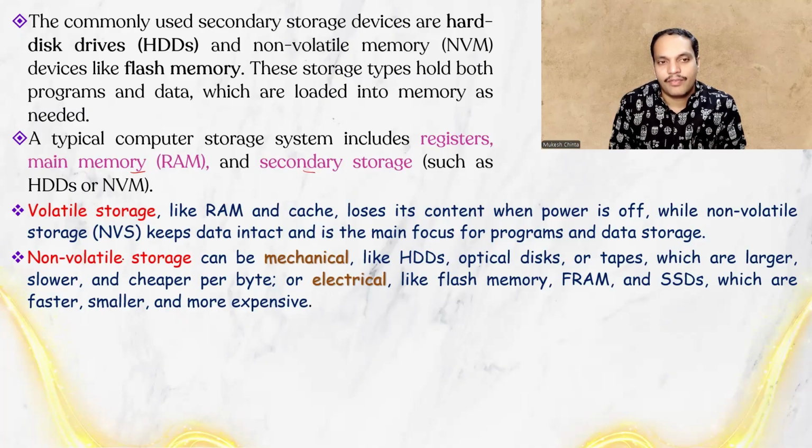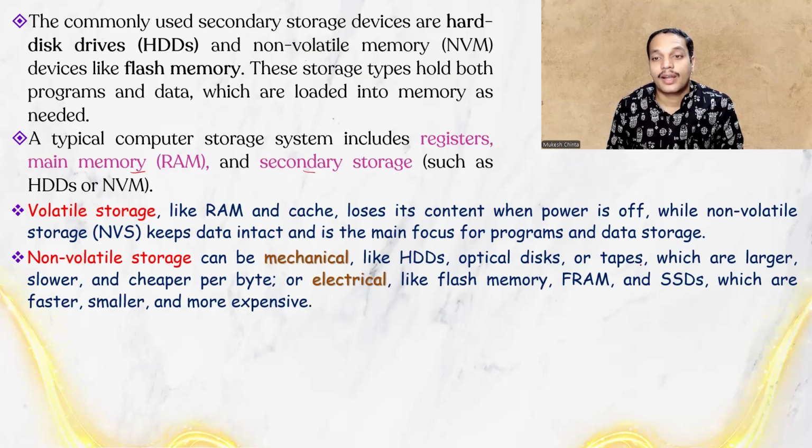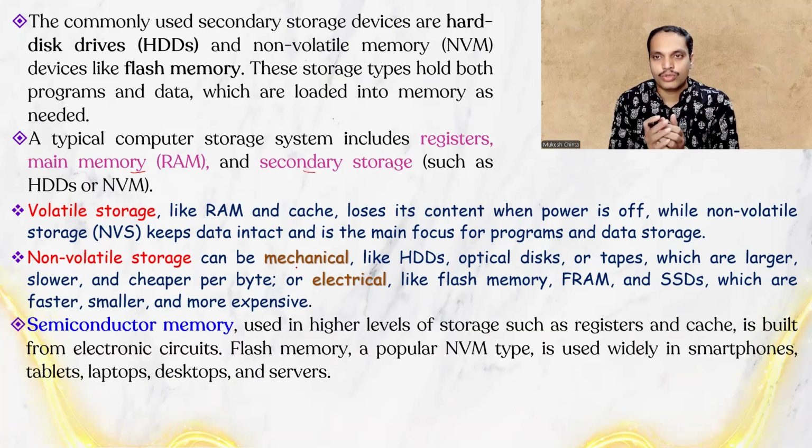computer. And non-volatile storage can be mechanical like HDDs, optical disks, or tapes which are larger, slower, and cheaper per byte, or even electrical things like flash memory, FRAM, and SSDs which are faster, smaller, and a little bit more expensive when you compare to the mechanical ones. But you have to understand that we got loads of different types of memories available.